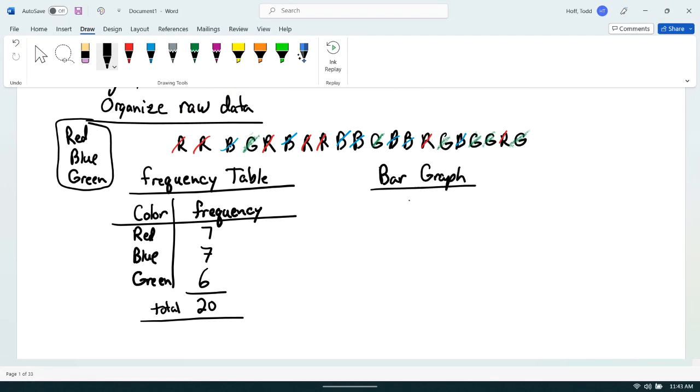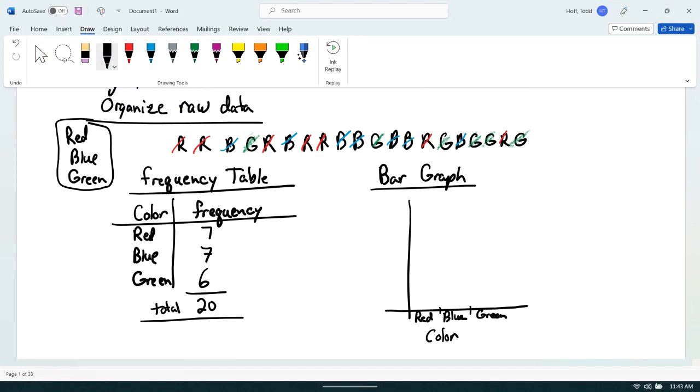In a bar graph, we could either list the colors along the bottom or up the side. It doesn't matter. I'm going to list them along the bottom here. Statistically, we tend to do vertical bar graphs so that the bars go up and down instead of side to side. Red, blue, and green.